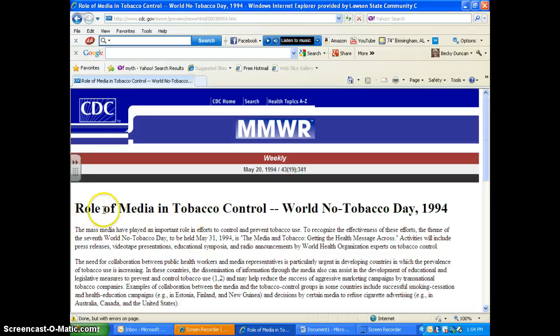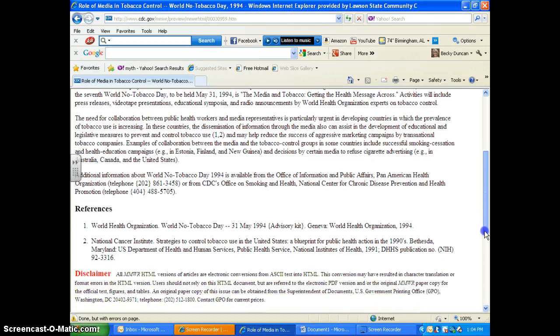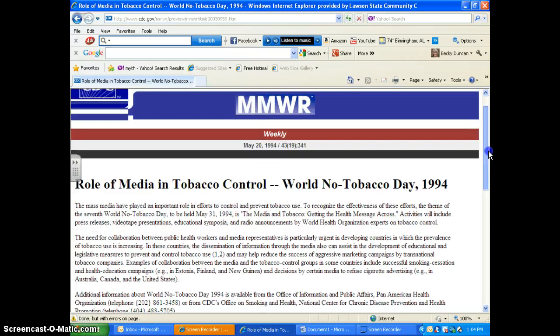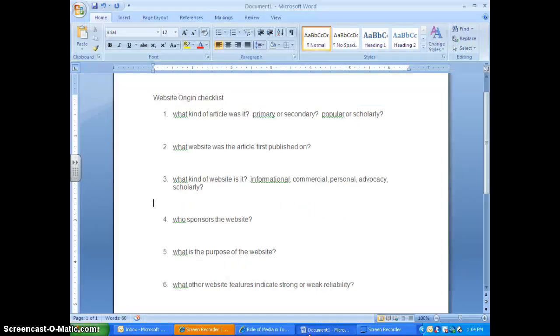So we get this, The Role of Media in Tobacco Control, a report on the World No Tobacco Day, 1994. Now, if we thought that was relevant, and this works good because it's just kind of short, I could look at a lot of things. The fifth part of our origin, or not our origin, but our reliability analysis is works cited. Here we have references, so we have that, but that's not what we're looking at per se right now. We're looking at origin.